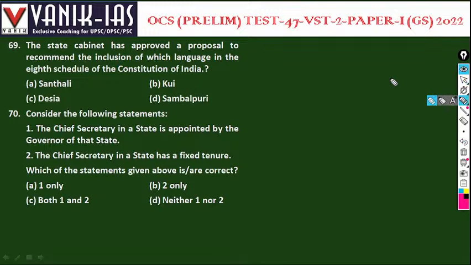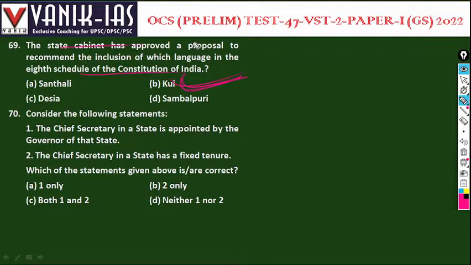The state cabinet has approved a proposal to recommend the inclusion of which language in the 8th schedule of the Constitution of India? Santali, Desia, Sambalpuri, Kui. It is Kui language, right? The state cabinet has recommended Kui for the 8th schedule of the Constitution of India.